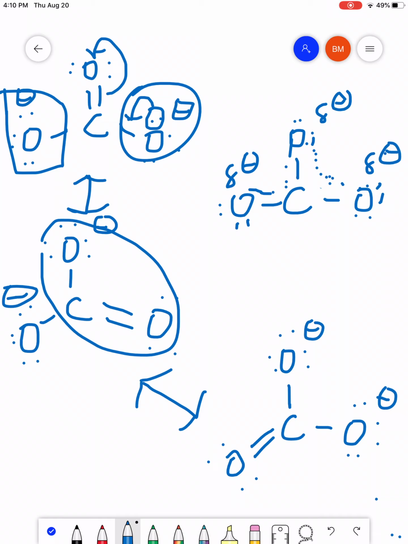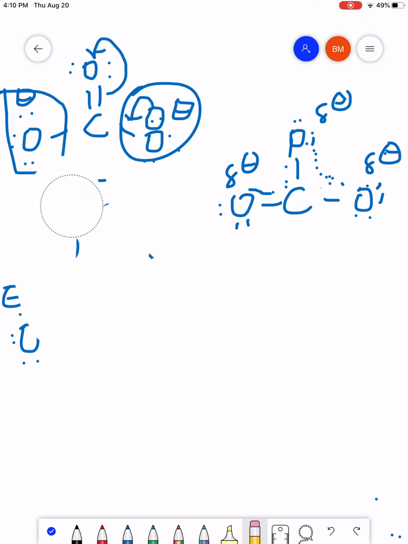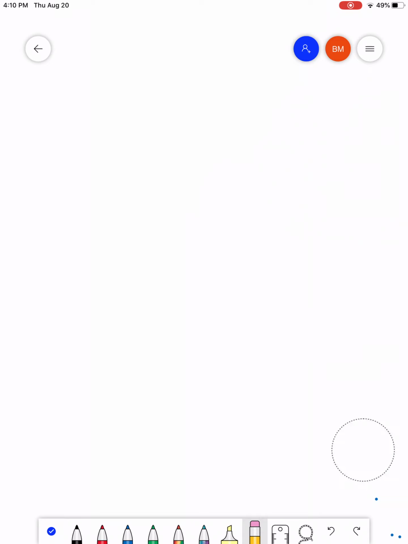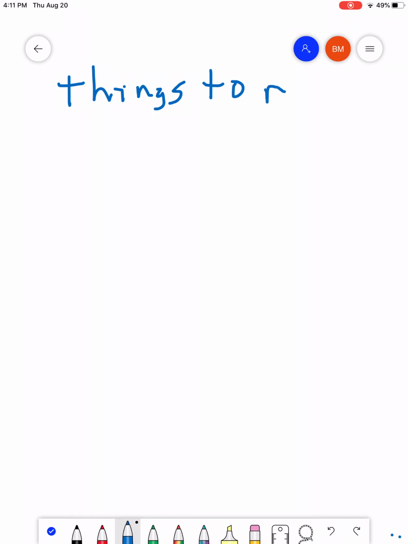Definitely encourage you to get a lot of practice in. Like I said, sometimes people have a harder time with resonance structures than other things, but once you get the hang of them, they're very much second nature to you. Just some things to remember. Getting a lag here with my stylus.